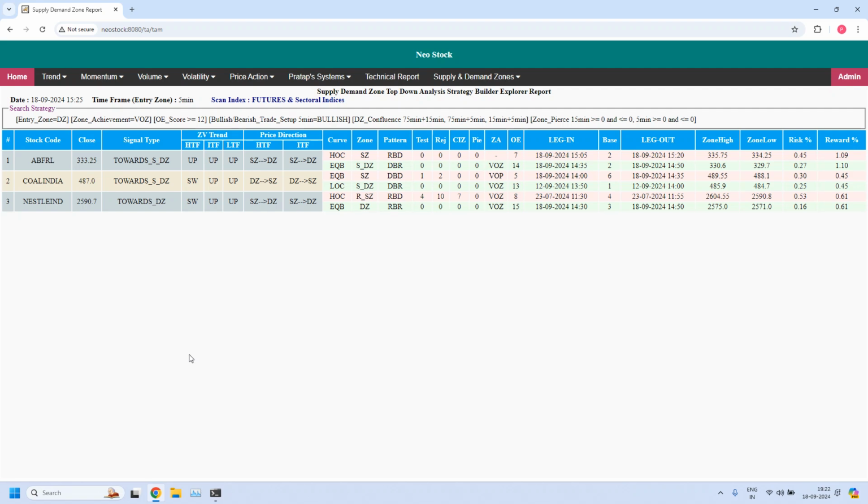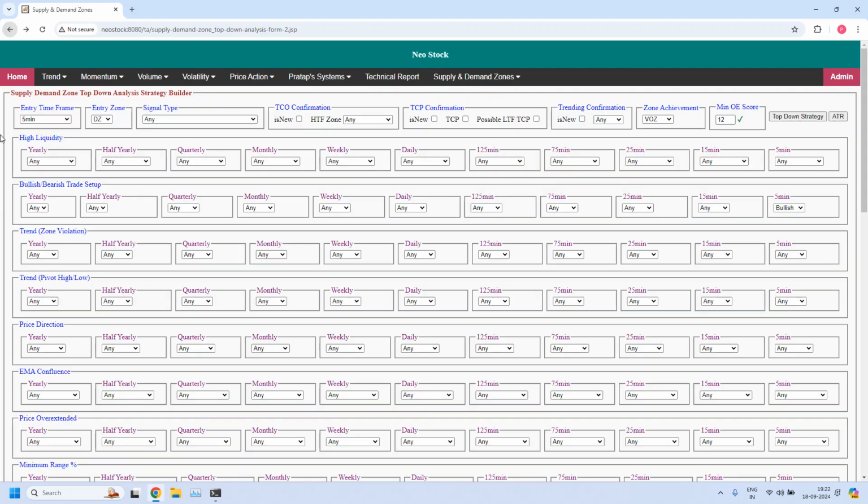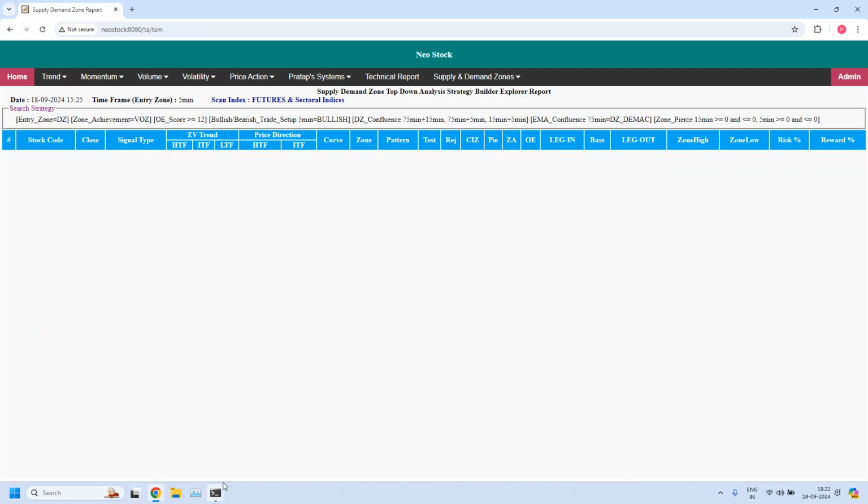In all the 3 stocks, 5 minute zone is part of the 15 minute zone, and 5 minutes and 15 together again part of the 75 minute zone. In the 75 minute zone, 2 stocks are sideways. First one is having EMA confluence. It's a high probability setup. Let's verify. In the EMA confluence, 75 minutes demand zone with daily EMA confluence. So none of the stocks are having daily EMA confluence. Fine.